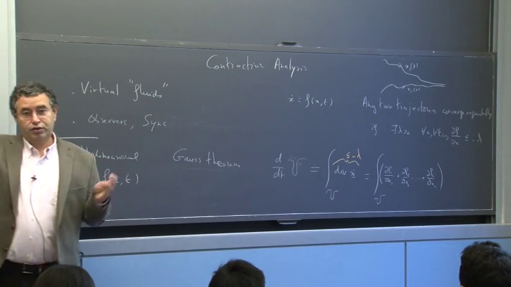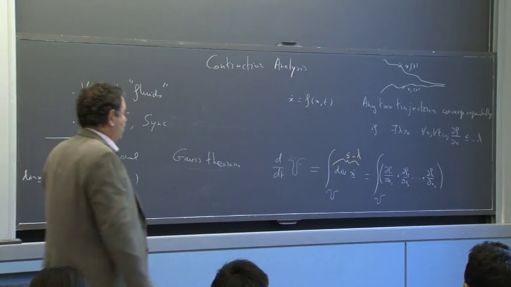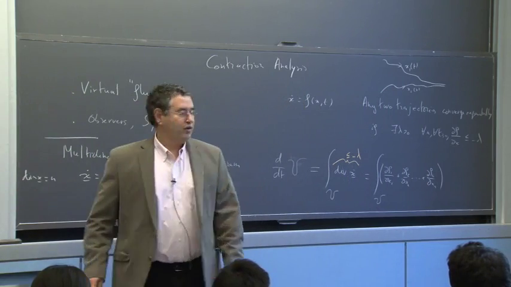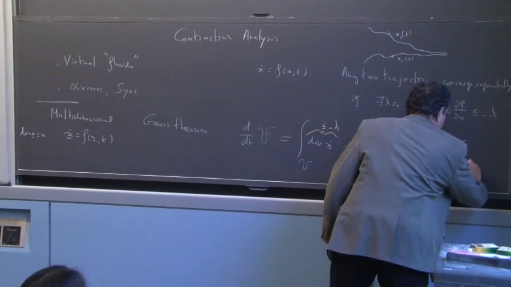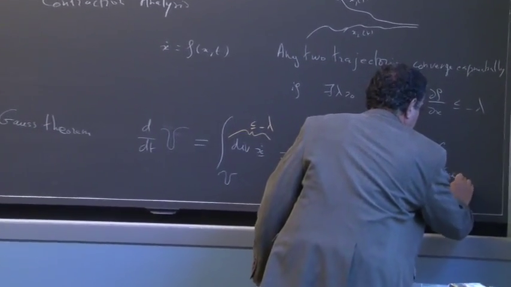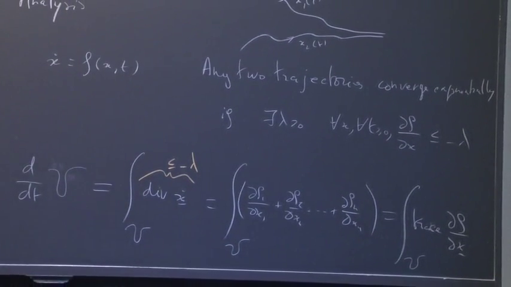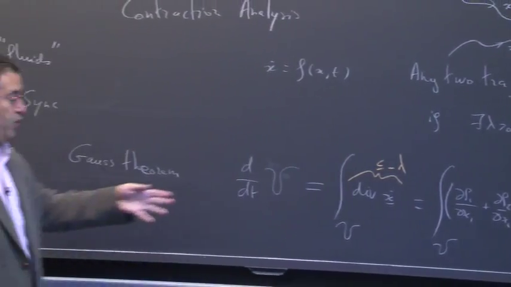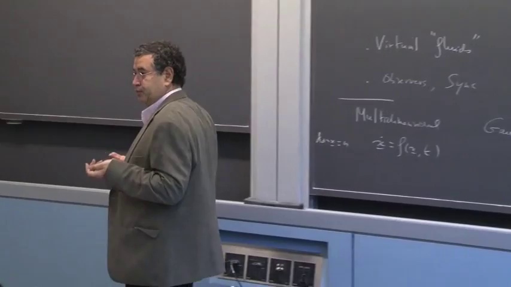It's just a diagonal, right? It's just a trace, right? The divergence is the trace of the Jacobian, right? It's this, right? So it's the trace of the Jacobian. So suppose that this divergence, the trace of the Jacobian, happens to always be less than some negative number, then what?